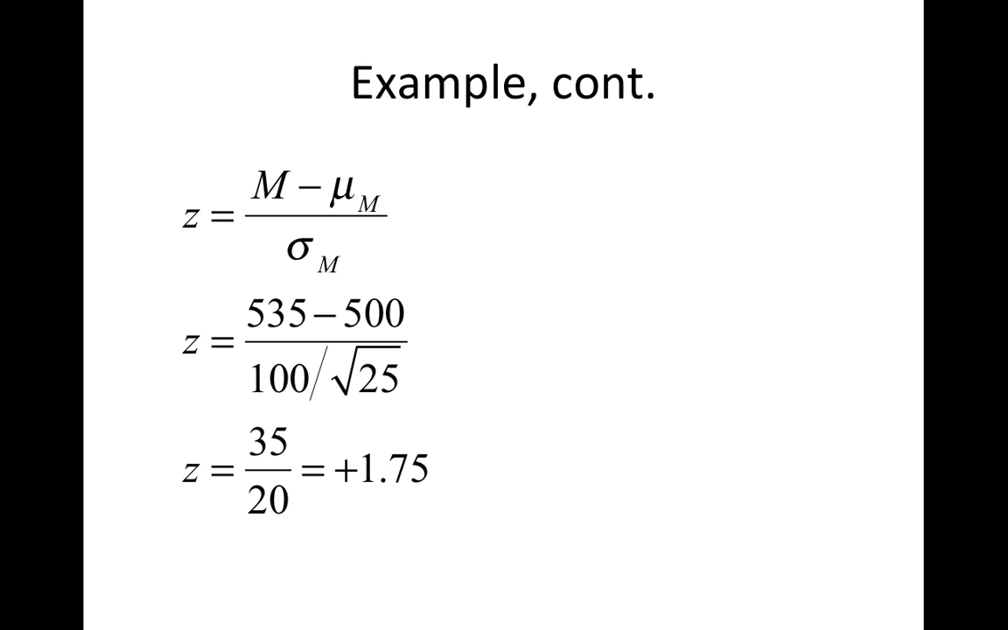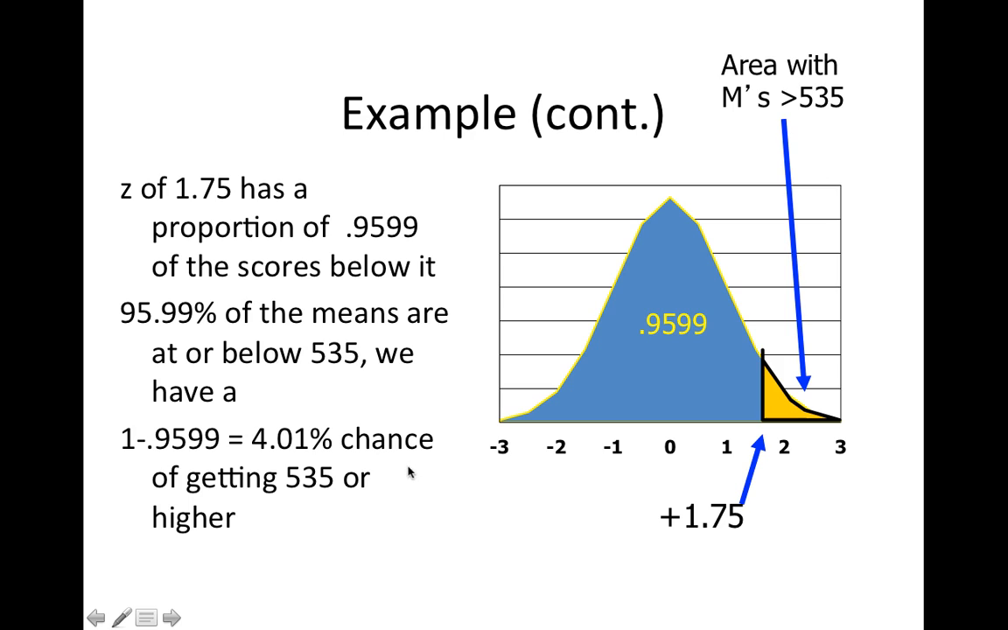If I do a z transformation here, where sigma sub M, or the standard error of the mean, is just the standard deviation divided by the square root of n, I wind up with a z-score of plus 1.75. A z of 1.75 has a proportion of 0.9599 of the scores below it. Okay, that means that there's a 4.01 percent chance of getting a mean of 535 or higher. And that's a pretty low chance. So this is probably overall a pretty smart group if we're talking about a particular class and their mean SAT verbal scores.